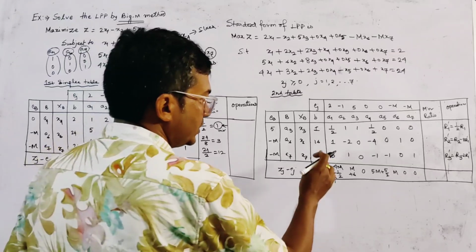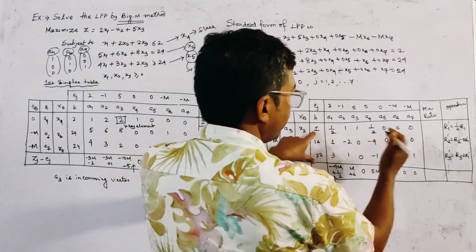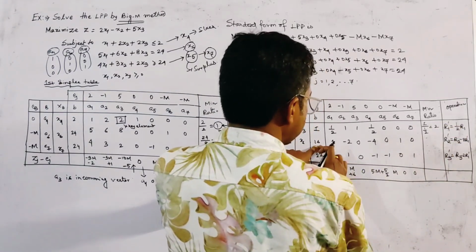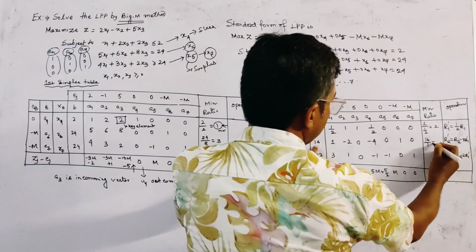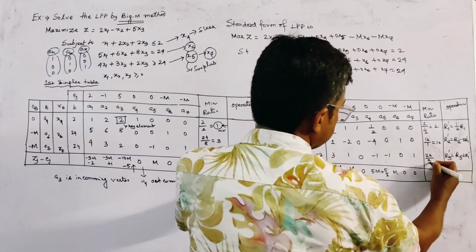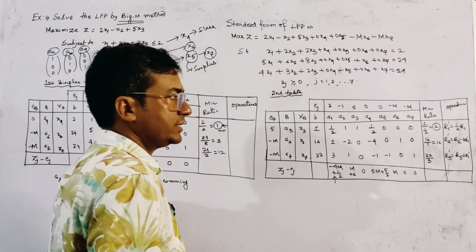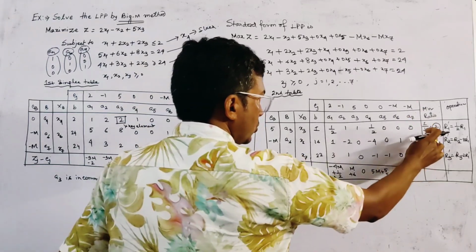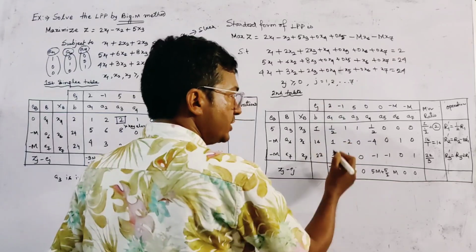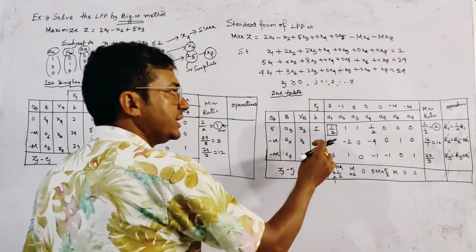Okay, and now we calculate the min ratio. This is 1 by half, so this is 2. This is 16 by 1, so 16, and this is 22 by 3. Clearly this is the minimum of the min ratios. So this row is the key row and this is the key column, and at the intersection of key row and key column, this is the key element.